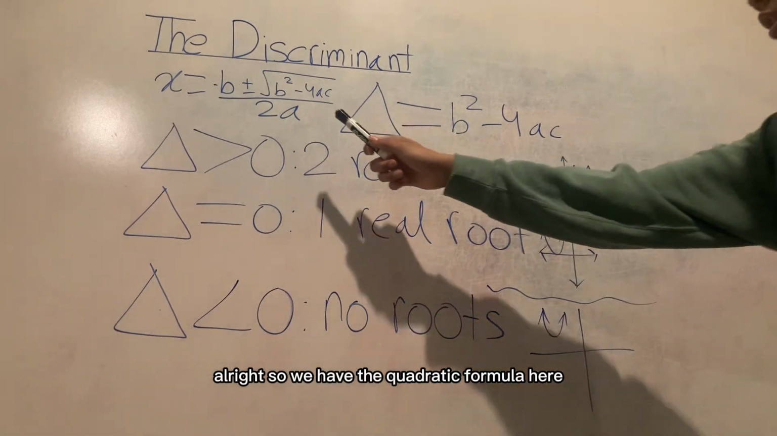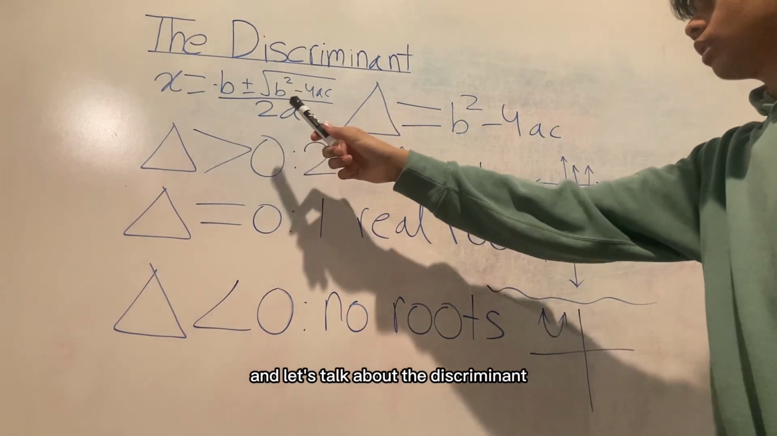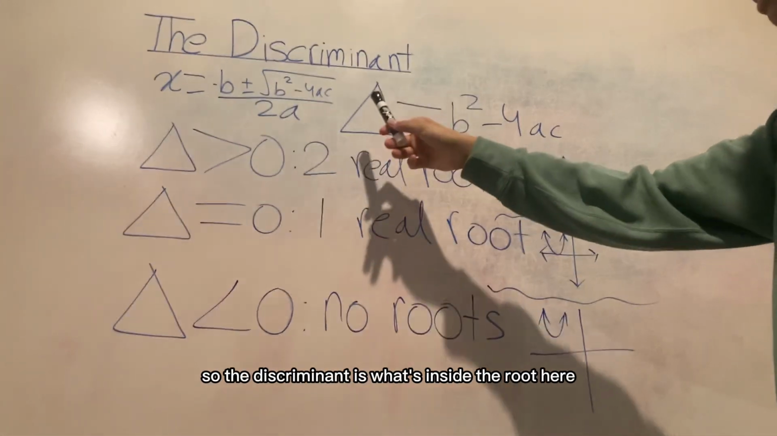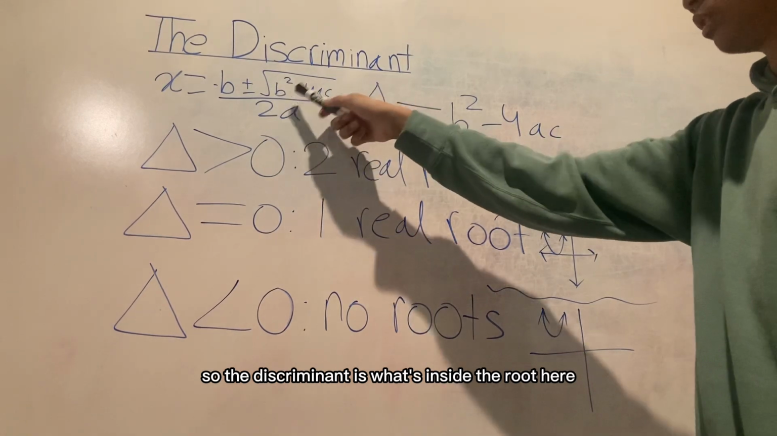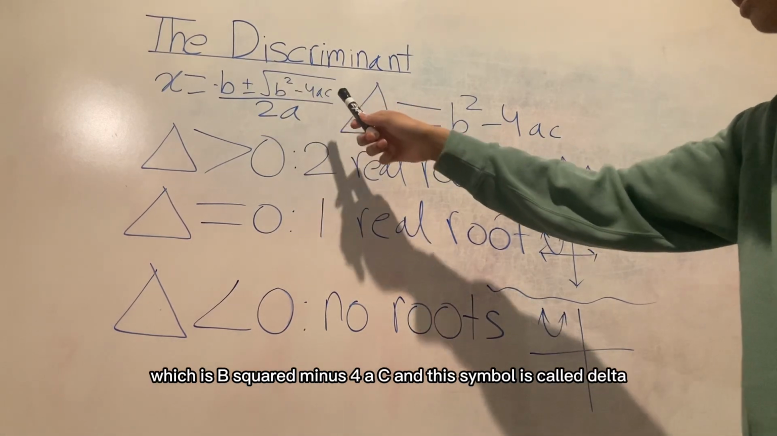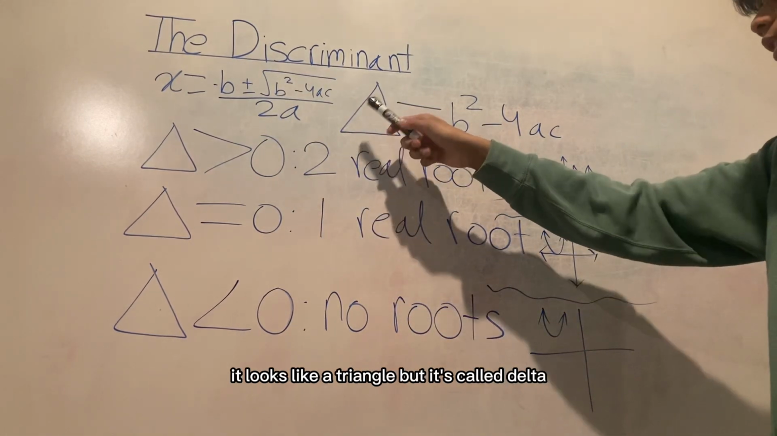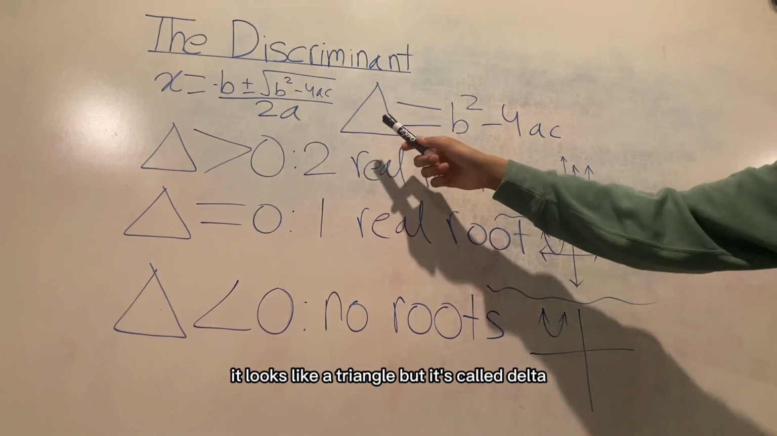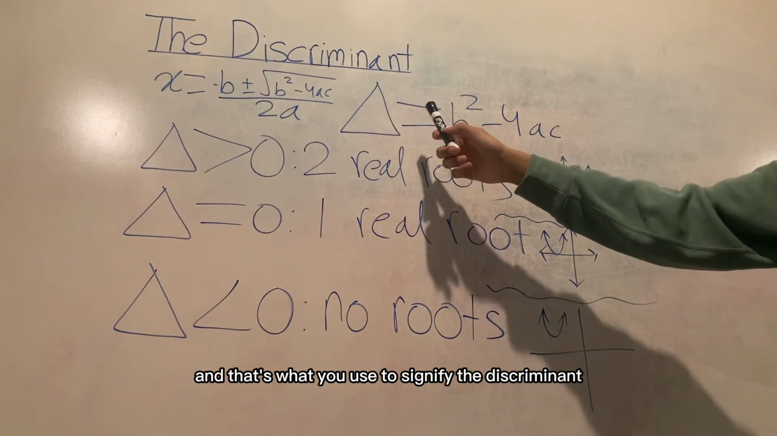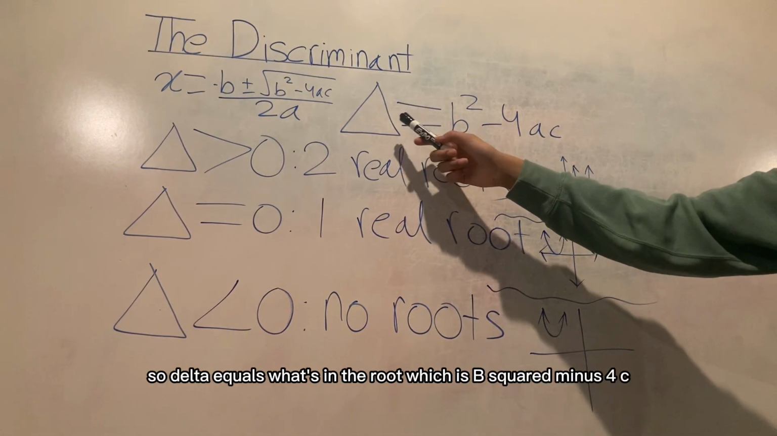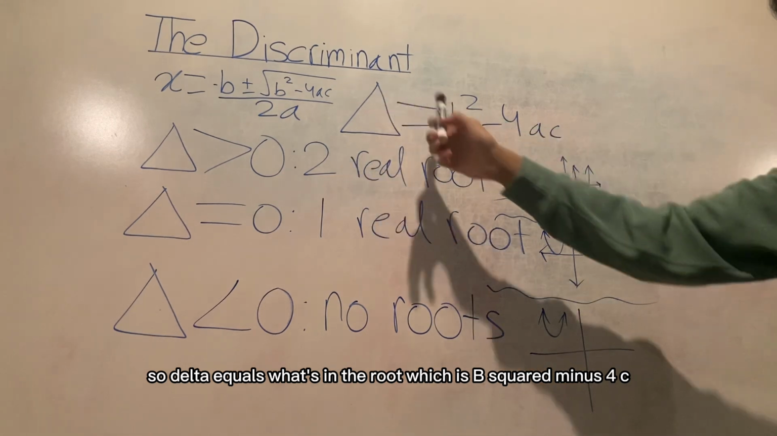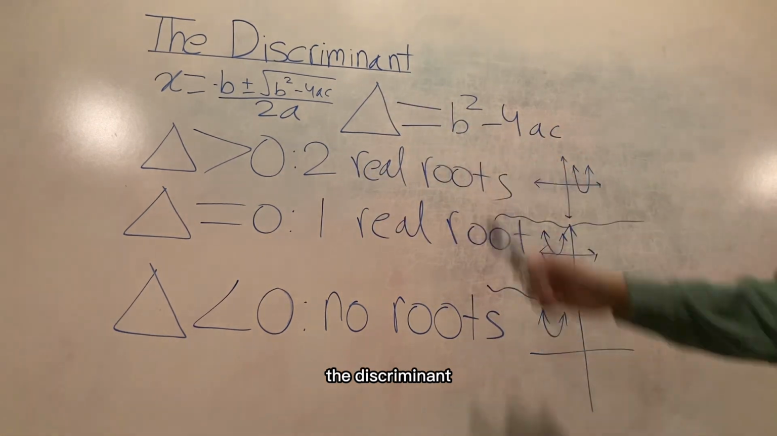Alright, so we have the quadratic formula here, and let's talk about the discriminant. The discriminant is what's inside the root here, which is b squared minus 4ac. This symbol is called delta. It looks like a triangle, but it's called delta, and that's what you use to signify the discriminant. So delta equals b squared minus 4ac, the discriminant.